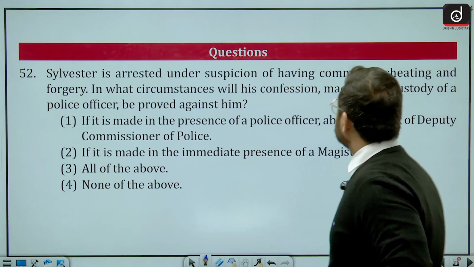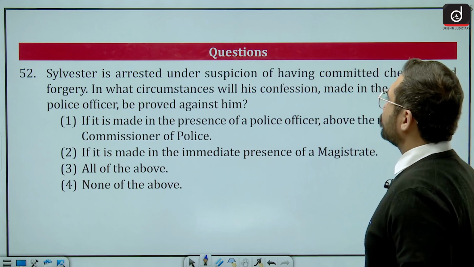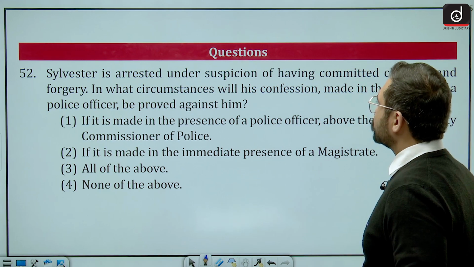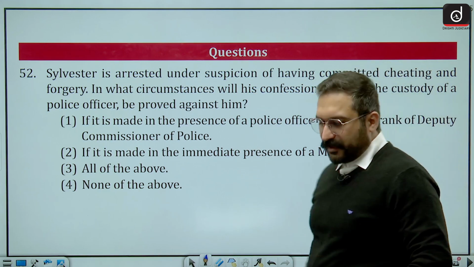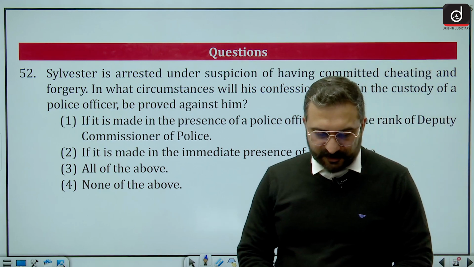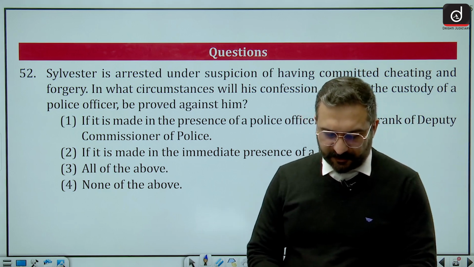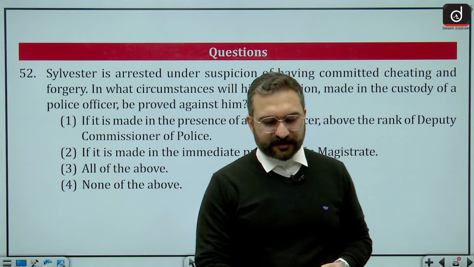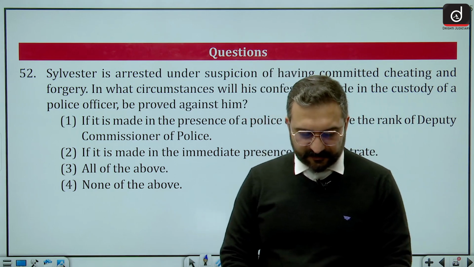Sylvester is arrested under suspicion of having committed cheating and forgery. In what circumstances will his confession made in the custody of a police officer be proved against him? Custody of a police officer, you have to go to section 24 and 25, 26. 24 talks about confession, the relevancy.